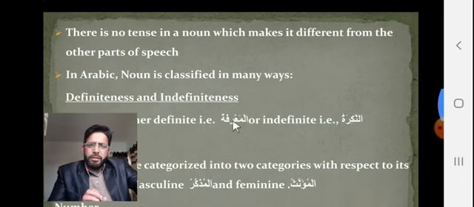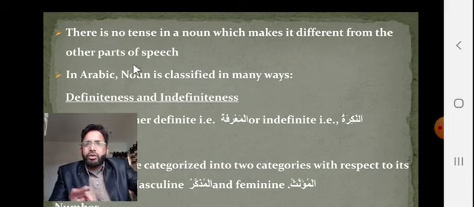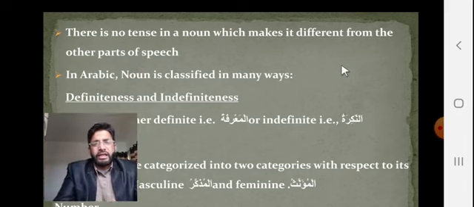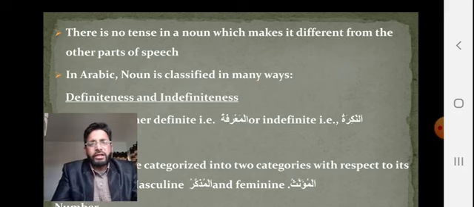Now there are some important points that you have to remember with regard to nouns. Number one is there is no tense in a noun, which makes it different from other parts of speech. I have already told you that in a noun there is no tense. When I say waladun, a boy, there is no mention of time, no mention of tense. So this is one quality of a noun.